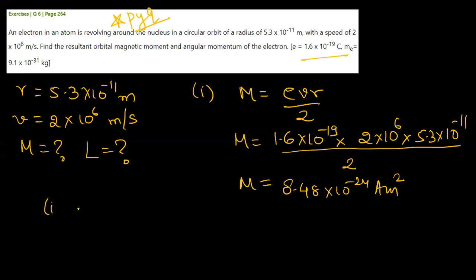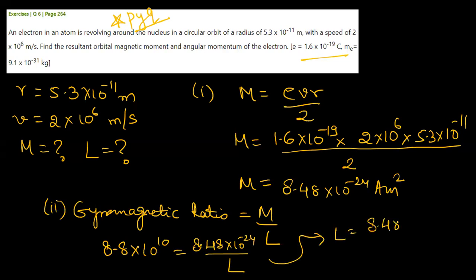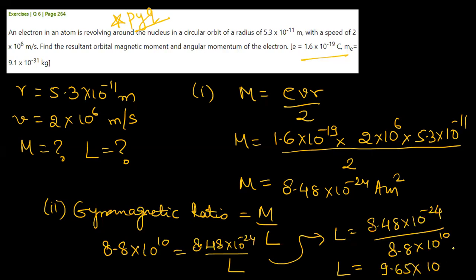Next, they are asking angular momentum. To find angular momentum, we know the gyromagnetic ratio definition. The gyromagnetic ratio is M upon L. So the gyromagnetic ratio is 8.8 into 10 raised to 10, which is equal to the M value, which we have got, 8.48 into 10 raised to minus 24, upon L. So from here I can write L equal to 8.48 into 10 raised to minus 24 divided by 8.8 into 10 raised to 10. So when you solve this, you get the angular momentum 9.65 into 10 raised to minus 35. That is your answer.